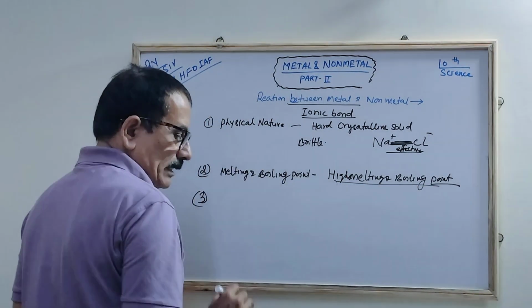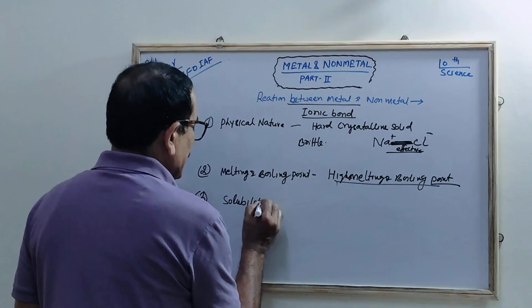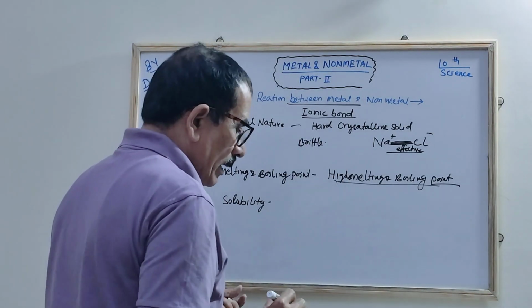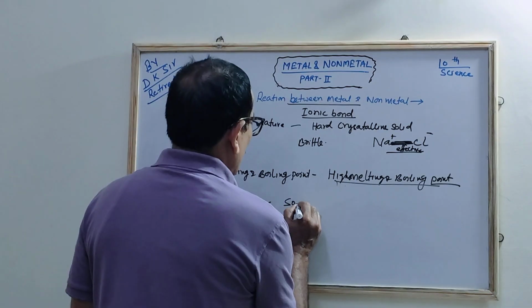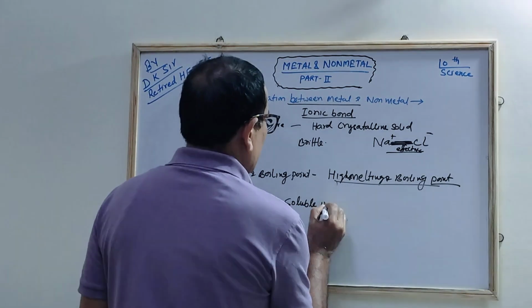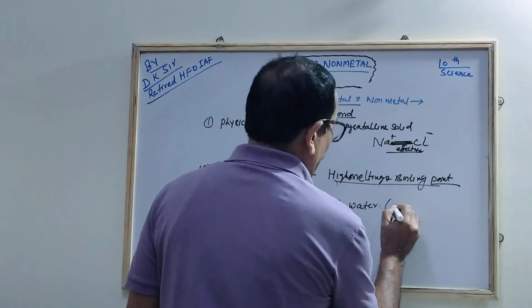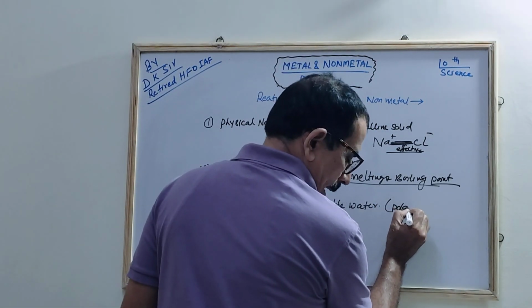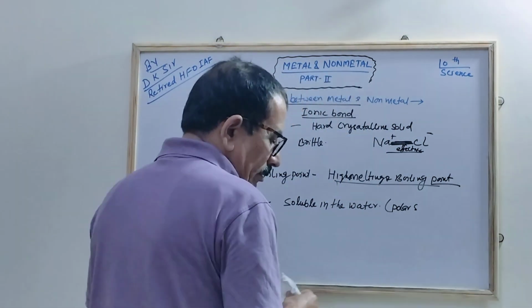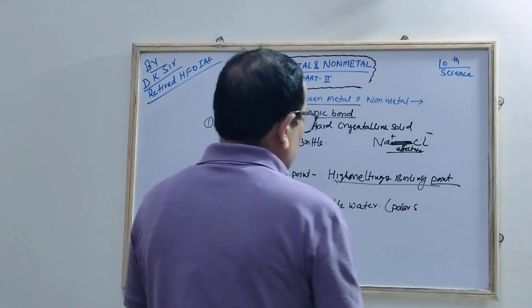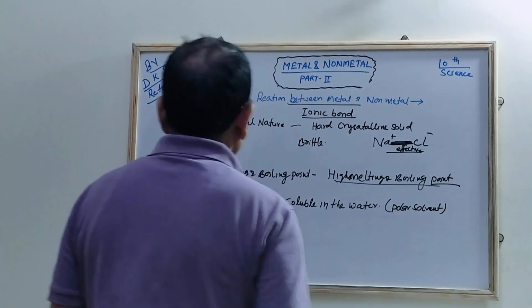The third, what is that? The solubility. The solubility of the ionic bond. These compounds are soluble in water. It is soluble in water because water is polar. These compounds are soluble in water because water is a polar solvent, correct? The polar solvent. You should understand.